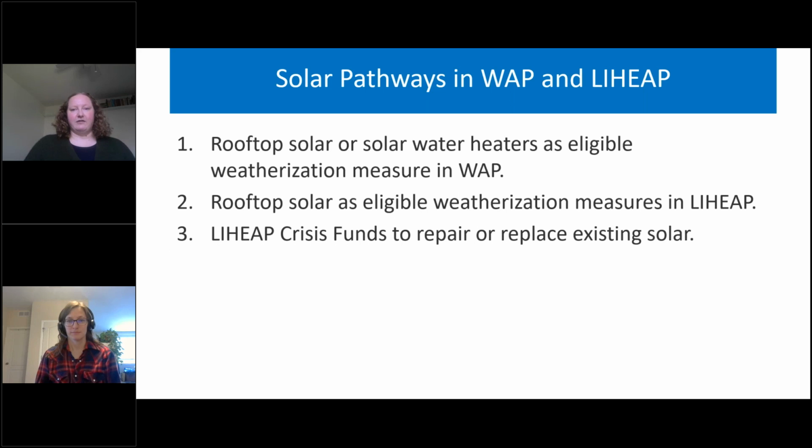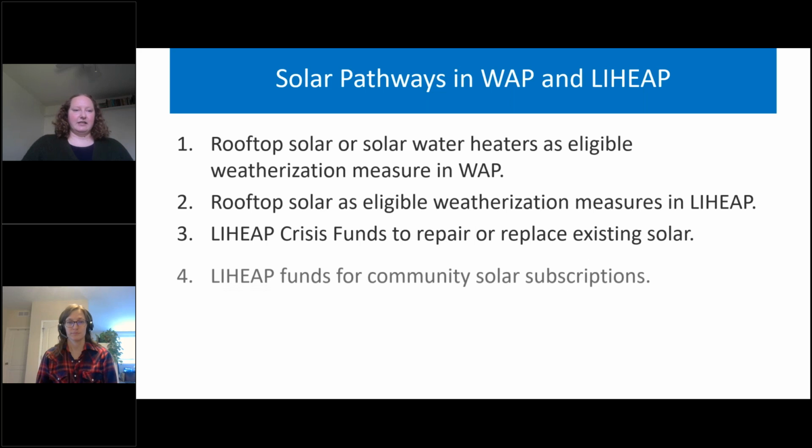Next, we have LIHEAP crisis funds being used to repair or replace existing solar. Crisis funds are LIHEAP allocations that are set aside by grant recipients to intervene in crisis situations, either bill payment assistance with a shutoff notice or a heating, cooling, or electric system repair or replacement. Rooftop solar panels are listed as eligible electric system repairs or replacements that crisis funds might be used for if a grant recipient includes it in their annual plan.